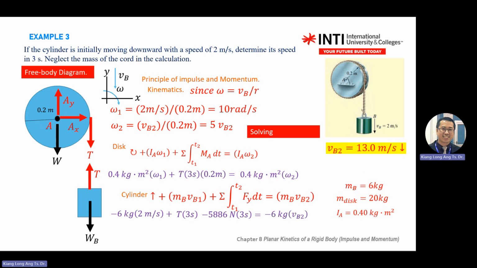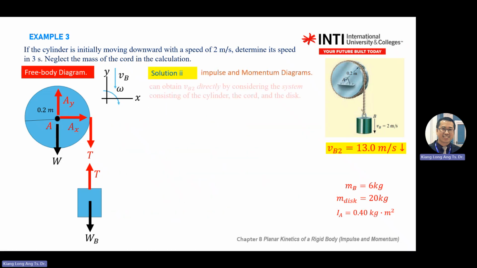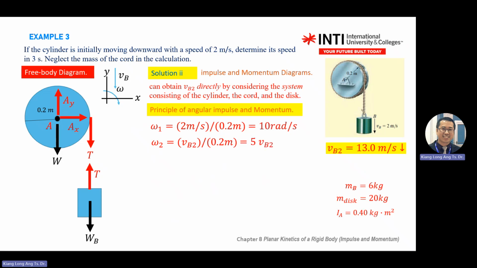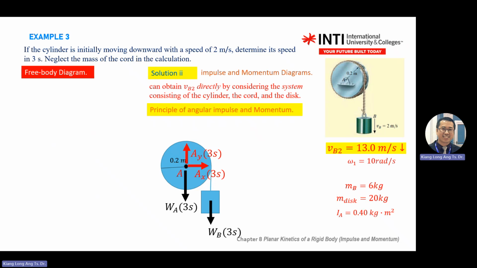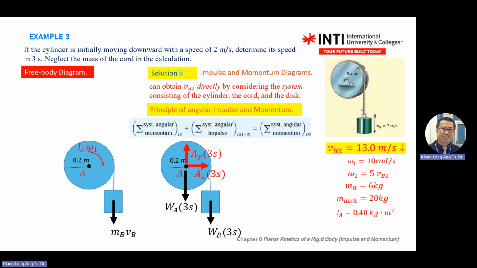Okay. This is the first solution. The second solution is you're using impulse and momentum diagram. So this one we already arrived at, omega 1, omega 2. Okay, this is solution 2. This one you are using the schematic diagram. Before plus impulse equal to momentum.